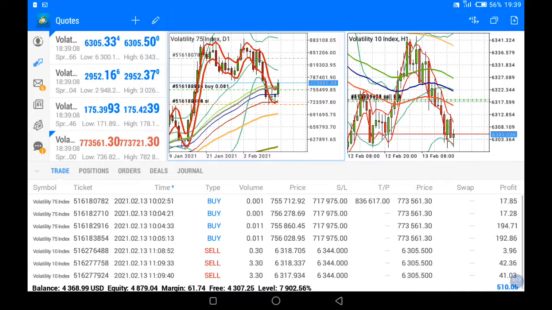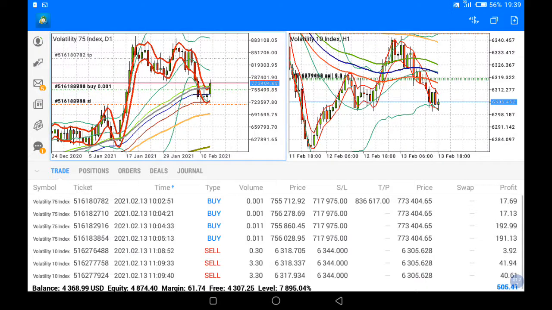So looking at my trades so far, you can actually see what I've been into today.